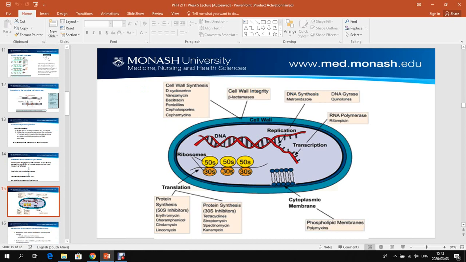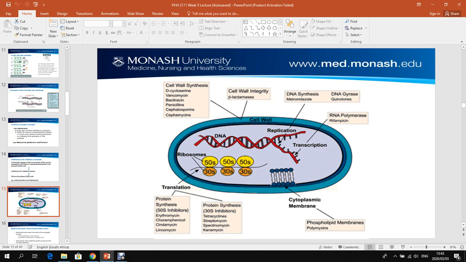So here is a diagram basically that shows the various sites where such drugs interact with the cell. As you can see on the left there, on top, the outer layer of the organism is what we call the cell wall. At the cell wall level, you have drugs that actually inhibit cell wall synthesis, such as D-cycloserine, vancomycin, bacitracin, penicillin, cephalosporin, and cefamycins. So these are a group of drugs that target the cell wall synthesis.